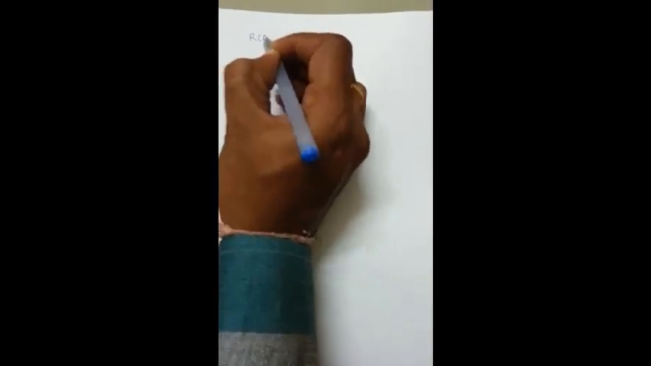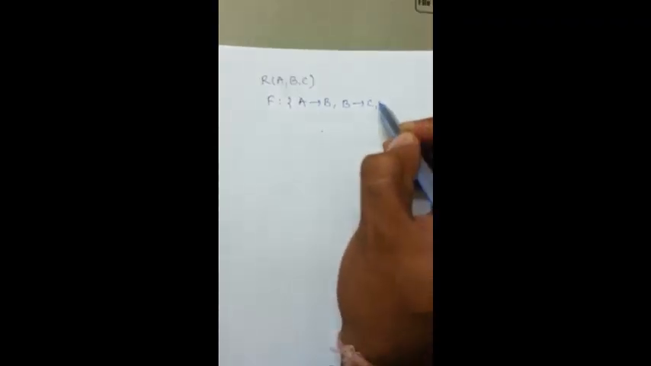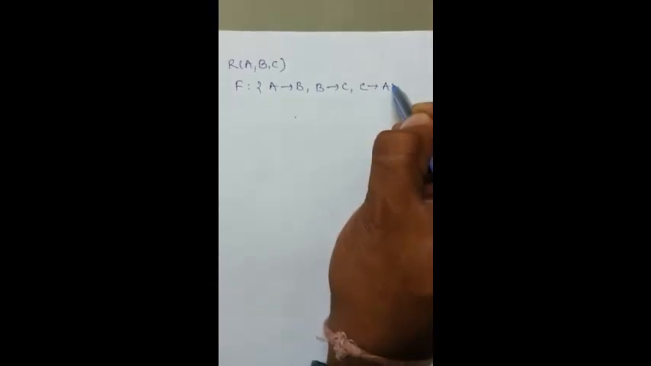So we'll discuss one more example. It is a simple example I will give you, where we consider relation R of A, B and C with the functional dependencies A to B, B to C and C to A.